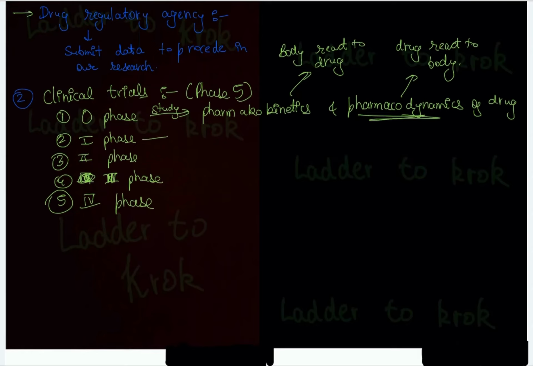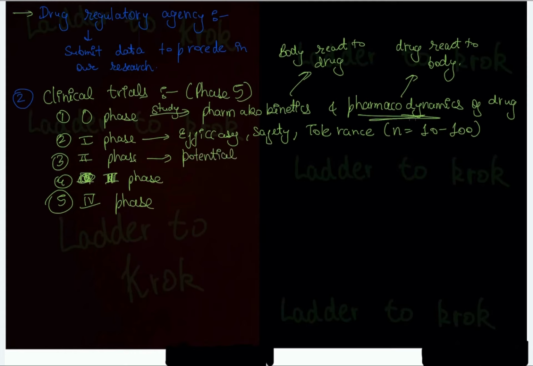Now in the first phase we will study the efficacy, safety and tolerance of that drug. In this we take a number of people from 10 to 100. Now phase 2. In this phase 2 we have the potential benefit effect of the drug.